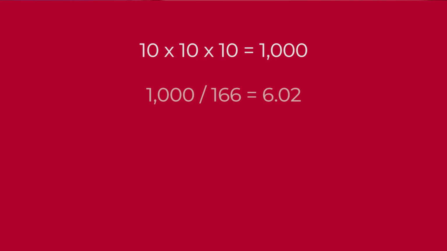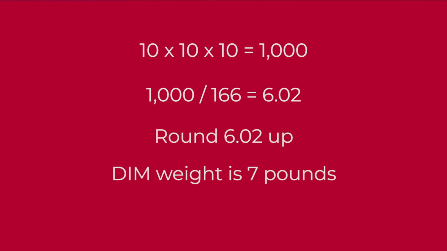Using the 10-inch example again, the result would be slightly less for air or international shipments. Again, 10 times 10 times 10 is 1,000 cubic inches. 1,000 divided by the dim factor of 166 on air and international equals 6.02. And when we round 6.02 up, the dim weight for air and international is 7 pounds.